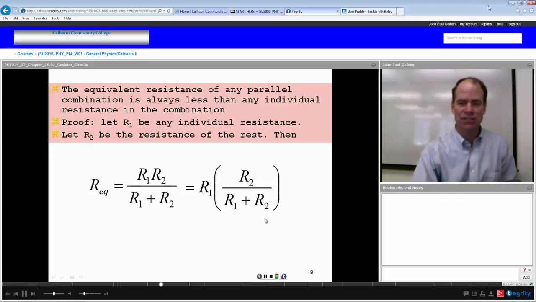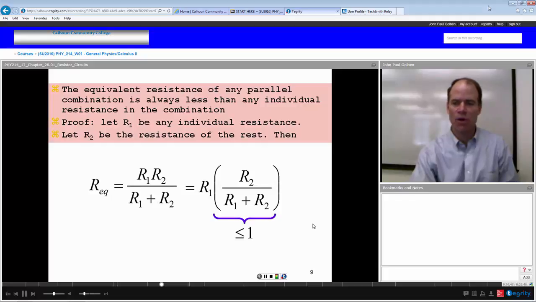This fraction will always be dominated by 1. It can never be greater than 1, and at best, if R2 were infinitely large, it would be equal to 1.